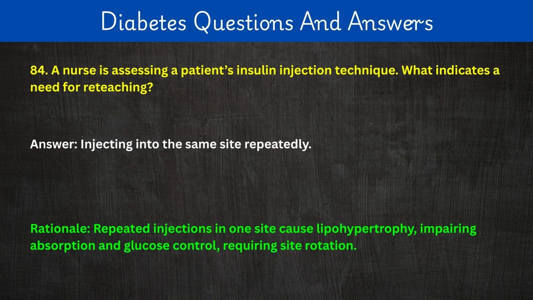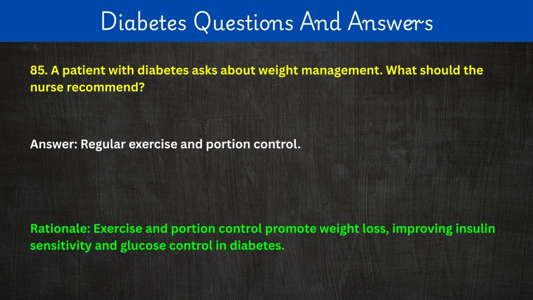Answer: injecting into the same site repeatedly. Rationale: repeated injections in one site cause lipohypertrophy, impairing absorption and glucose control, requiring site rotation. 85. A patient with diabetes asks about weight management. What should the nurse recommend?